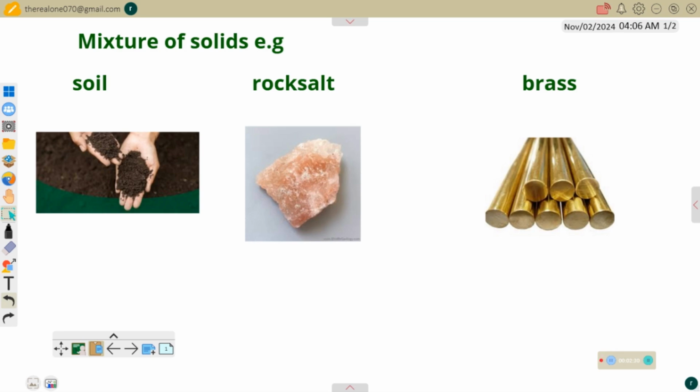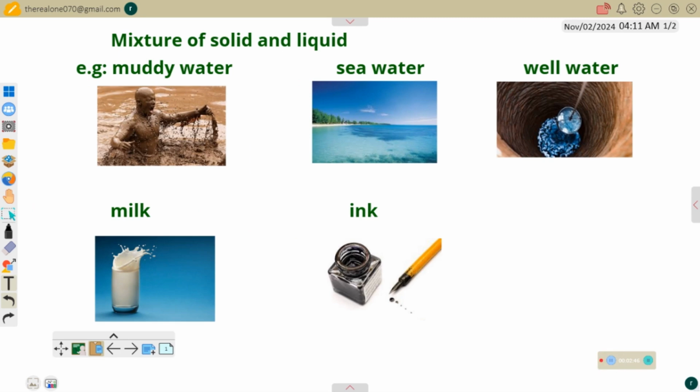Next comes brass. Brass is an alloy, which is a mixture of copper and zinc. Both copper and zinc are solids that are mixed together. That's why it's a mixture of solid. Next, let's look at mixture of solid and liquid. Examples of mixture of solid and liquid.